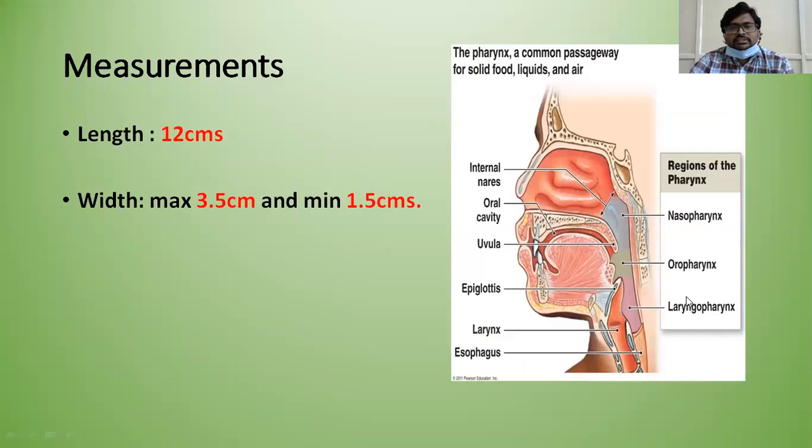Now coming to the measurements. The length of the adult pharynx is approximately 12 centimeters. The width of the pharynx varies. The maximum width is 3.5 centimeters, usually seen in the region of the nasopharynx. And the minimum, 1.5 centimeters, is usually seen in the laryngopharynx.